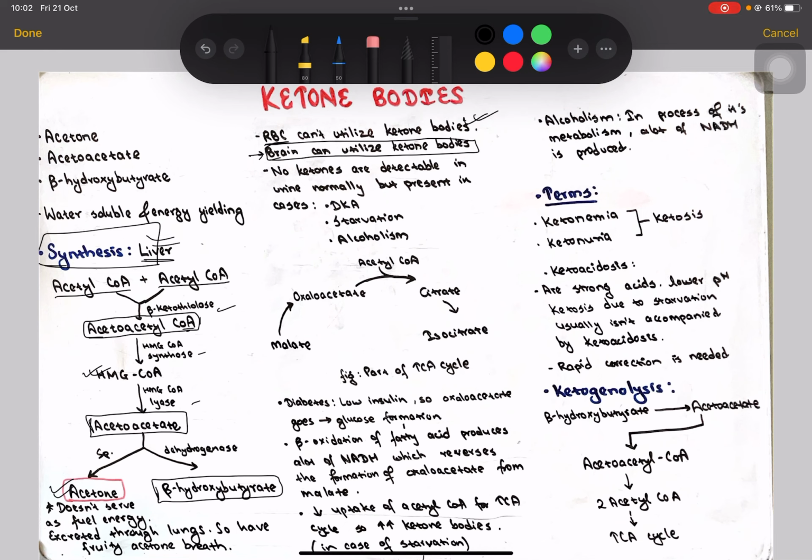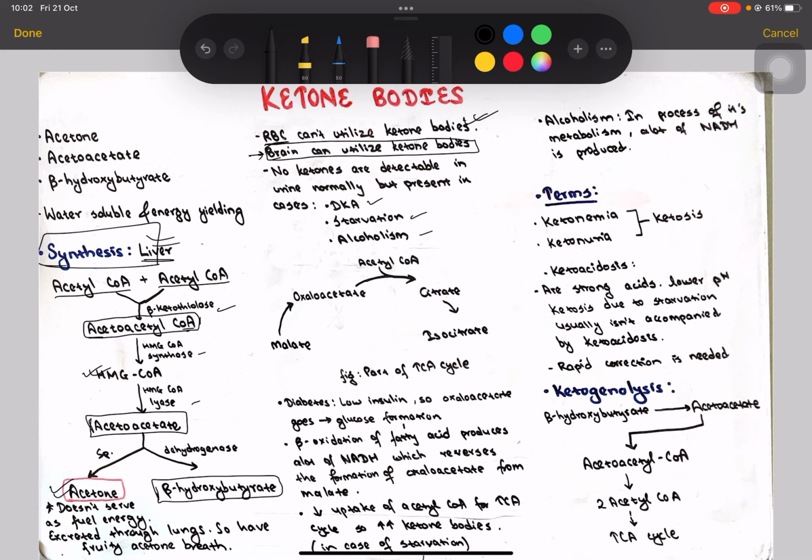Normally in our urine, no ketones are detectable, but in certain conditions they are detectable: in case of diabetic ketoacidosis, starvation, alcoholism, or uncontrolled diabetes mellitus. Now, individually we will discuss how this is occurring.